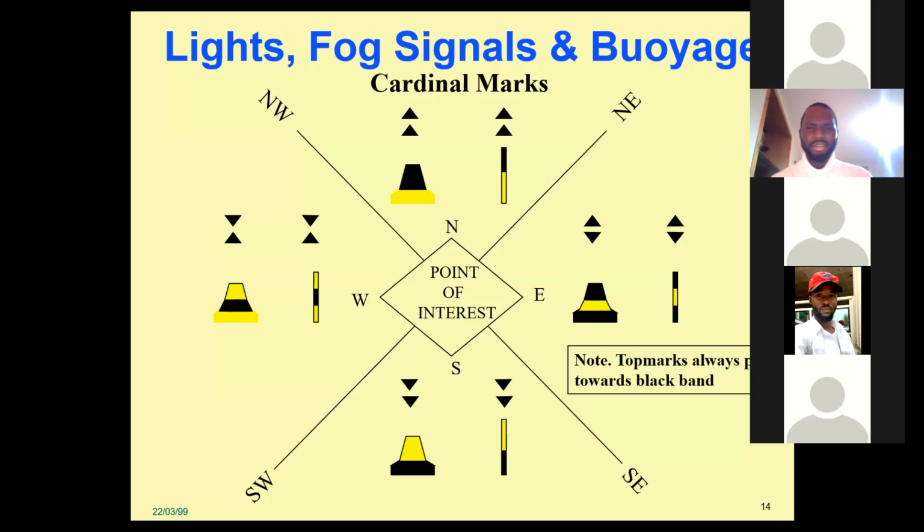Is that what you said? Three quick flashes every 15. No, I said 3 quick flashes every 15 seconds. Perfect, that's it. 3 quick flashes every 15 seconds, or 3 very quick flashes. Sorry, grammar. 3 very quick flashes every 10 seconds.